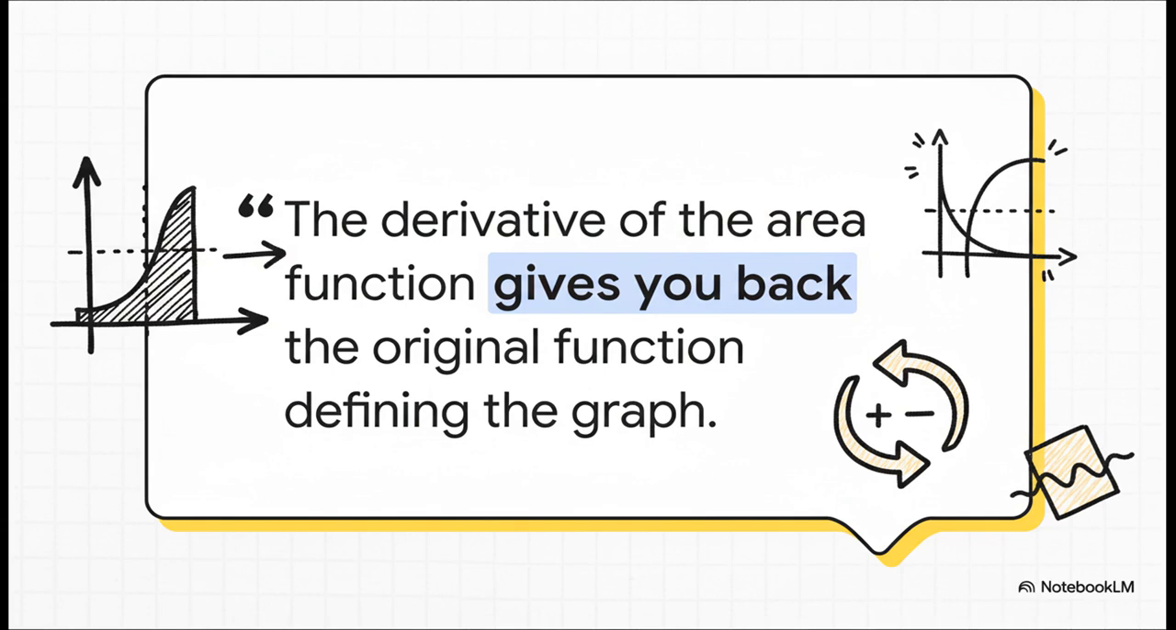If you take the derivative of the area function, which is the integral, you get back the original function you started with. Finding an area and finding a rate of change are perfect inverse operations. They undo each other. That is the fundamental theorem of calculus, and we discovered it just by playing with shapes.